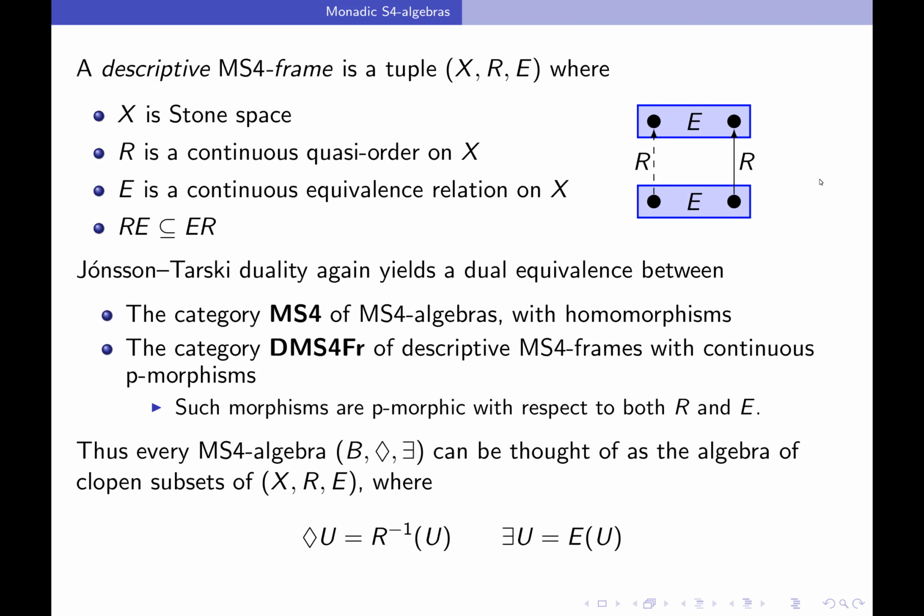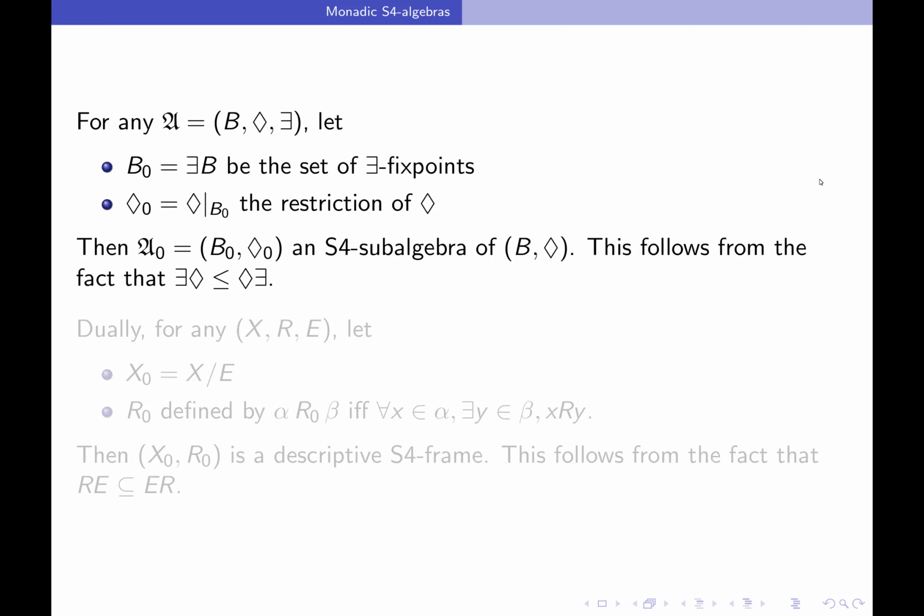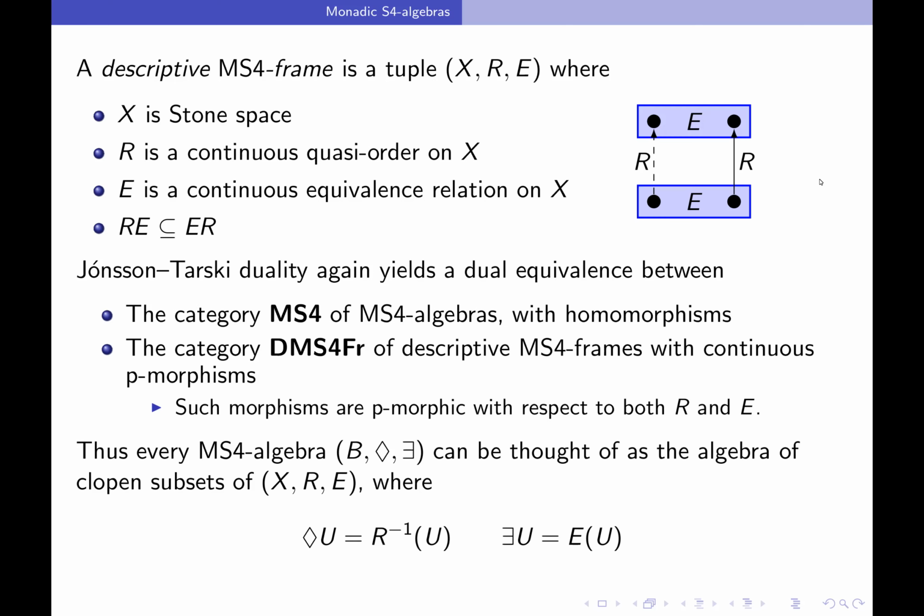So we get a full dual equivalence again between the category of MS4 algebras with homomorphisms and these descriptive MS4 frames. This time the morphisms have to be p-morphic with respect to both of the relations. And the punchline here is, of course, that every MS4 algebra can be thought of in this way as the algebra of clopen subsets of this kind of relational space. Right, and the diamond is saturating under R inverse, and E is saturating under E.